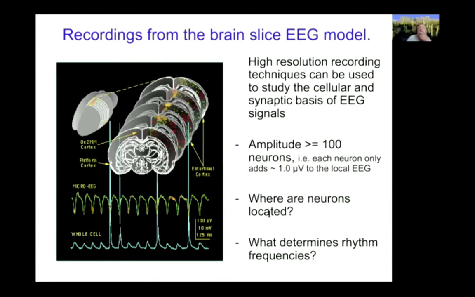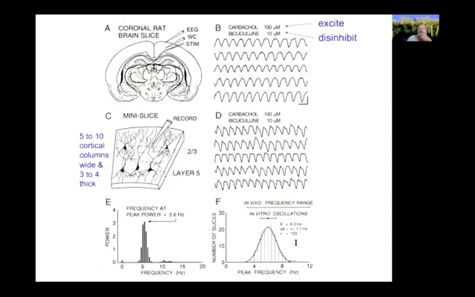So where are the neurons located that are generating these rhythms? And what determines the rhythm frequencies? So first of all, we know they're located in the neocortex because we can make a mini slice of just the associational midline cortex, and it faithfully reproduces what's seen in the whole slice. So the mini slice makes theta just fine. And it's very comparable to what we see in a freely moving rat.